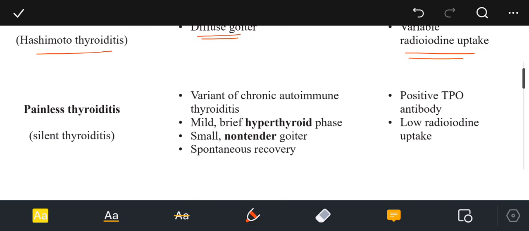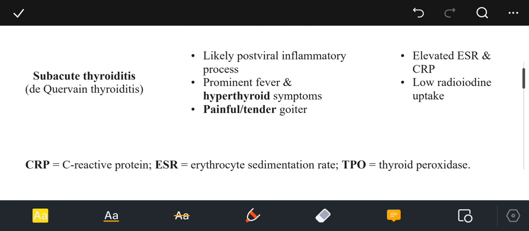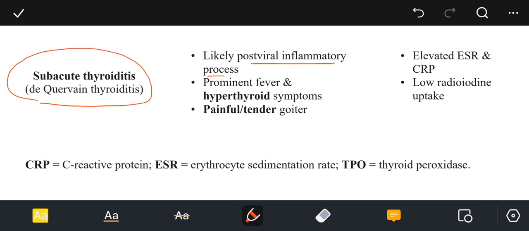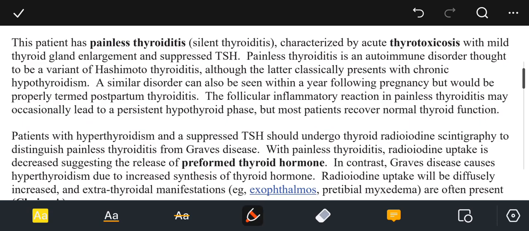The next thing is painless thyroiditis or silent thyroiditis, a variant of chronic autoimmune thyroiditis. A mild, brief hyperthyroid phase, small non-tender goiter and spontaneous recovery will be seen. There will be positive TPO antibody and low radioiodine uptake. Then the next is subacute or de Quervain thyroiditis, the only painful thyroiditis, likely a post-viral inflammatory process. Prominent fever and hyperthyroid symptoms, and a painful tender goiter will be there. Elevated ESR and C-reactive protein and low radioactive iodine uptake will be there.